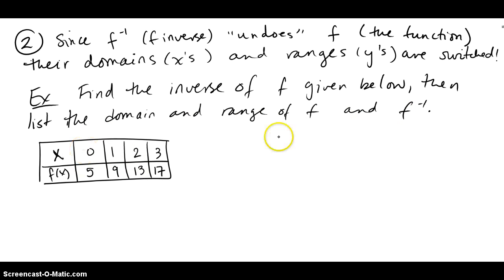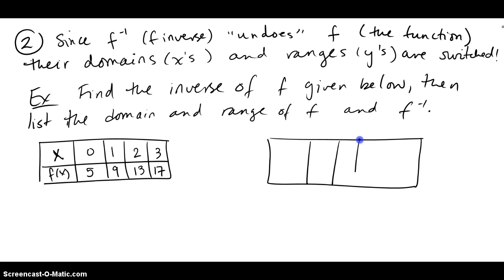So here's the function. If I don't know what the function definition actually is, and I just have those distinct points, I know that the inverse will just take those ordered pairs and simply switch them. So it'll take 5 and put it at 0, it'll take 9 and put it at 1, and it'll take 13 and put it at 2, and it'll take 17 and put it at 3. So simply the only thing we did for the inverse was to switch the x and y values.